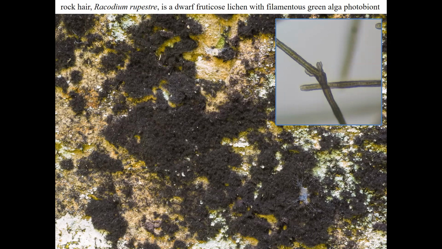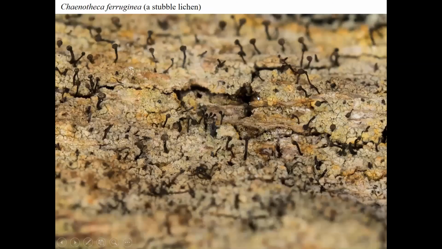You would see this and maybe not give it a second notice, but it's a lichen called rock hair, and it's called a dwarf fruticose lichen. So through the microscope, basically what you see are strands, but there's a little fuzziness on the outside of the strands, and that's an unusual growth form.